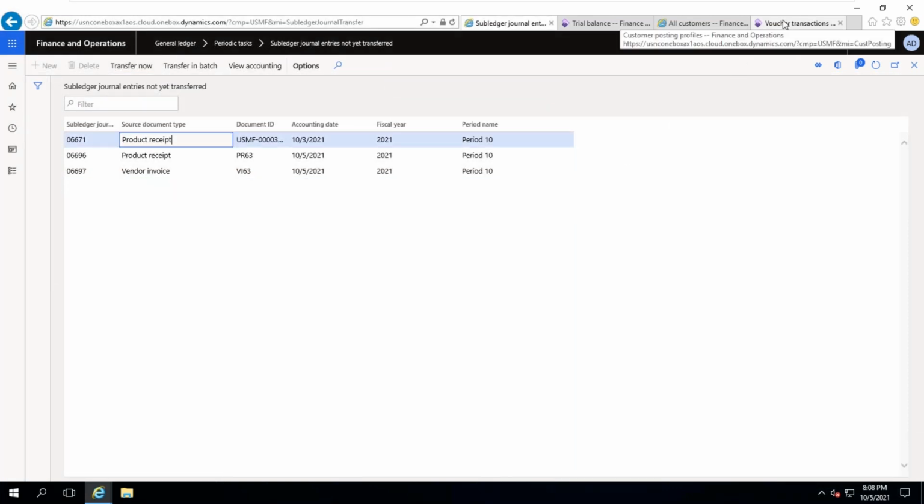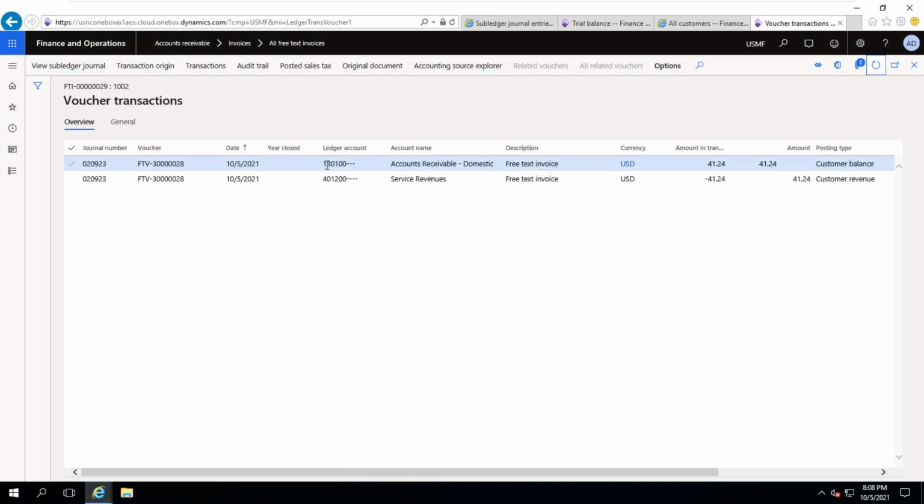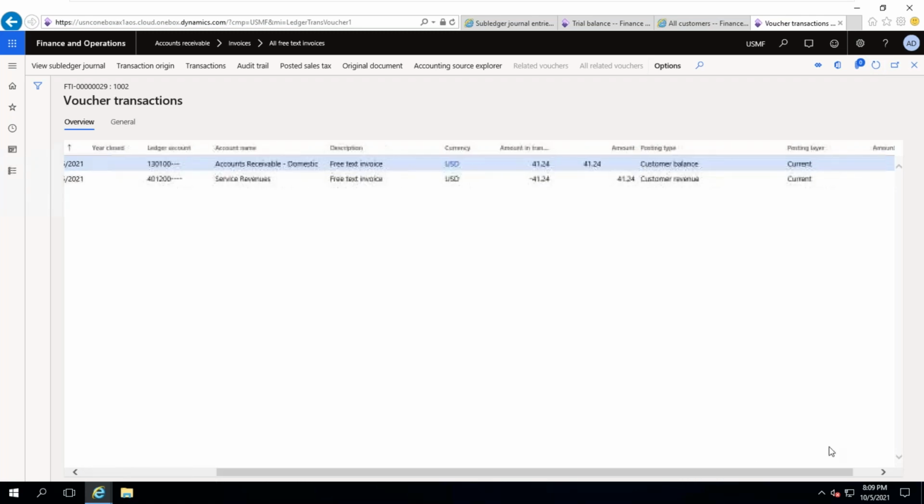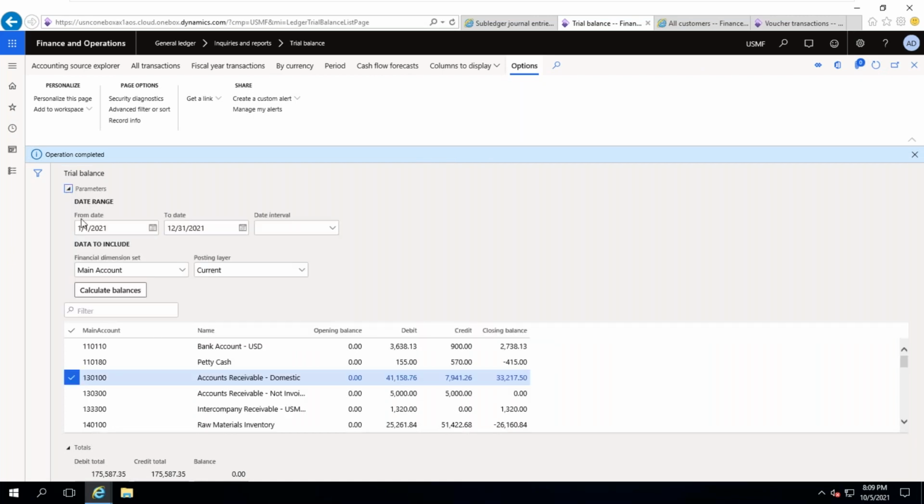Now if you verify the vouchers, refresh, it will show you 130,100 account debit and 401,200 credit. So the customer account data are to customer balance account data are to revenue account credit. Now if you go to the trial balance, it will not be refreshed. You need to rerun once again.